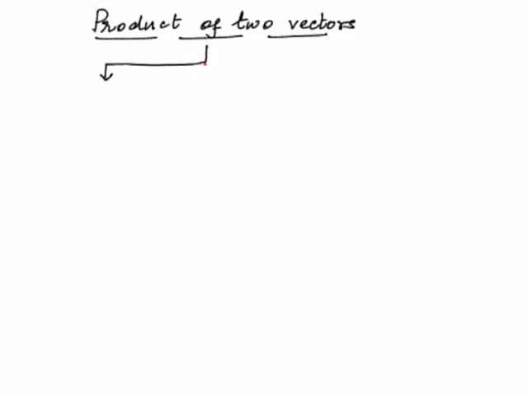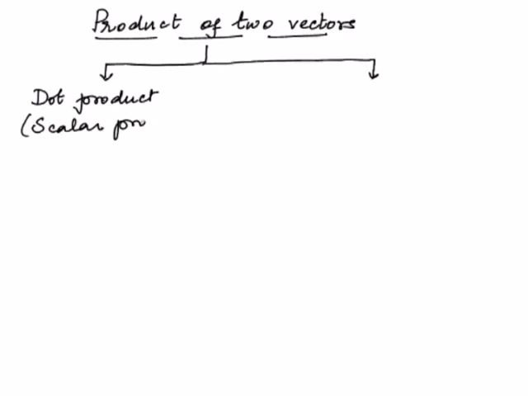In this video, let us understand about the product of two vectors. Algebra of vectors allows us to multiply two vectors. Multiplication of vectors is defined in two ways. The first one is the dot product, which is the scalar product. And the second one is the vector product, which is also called the cross product.